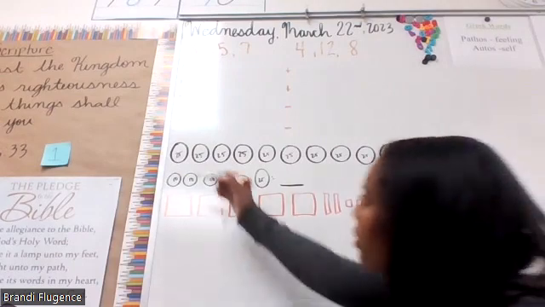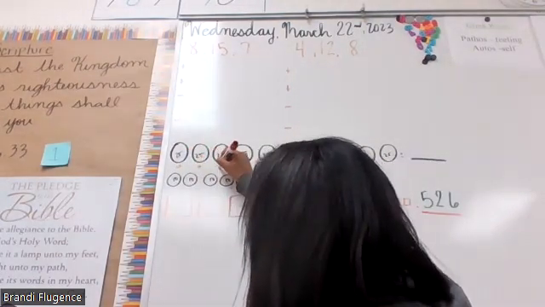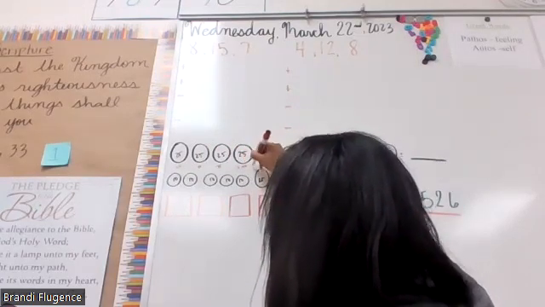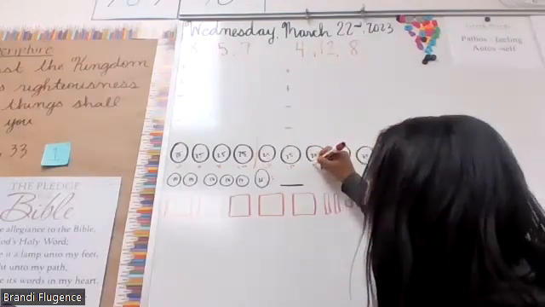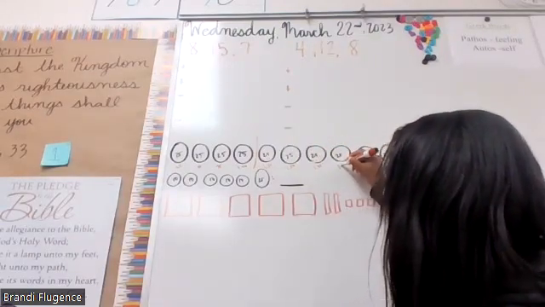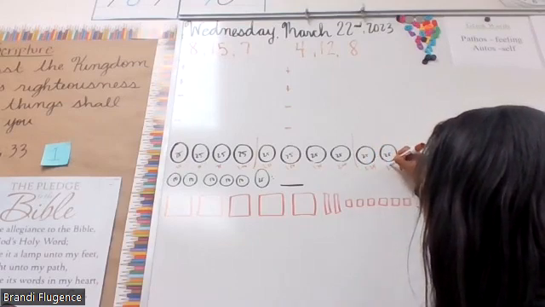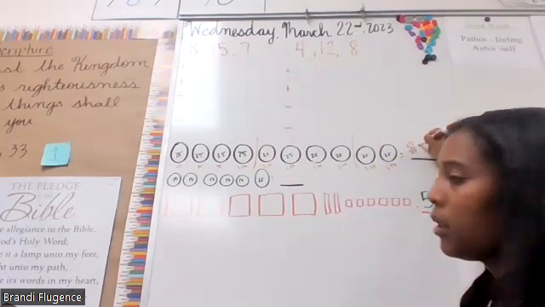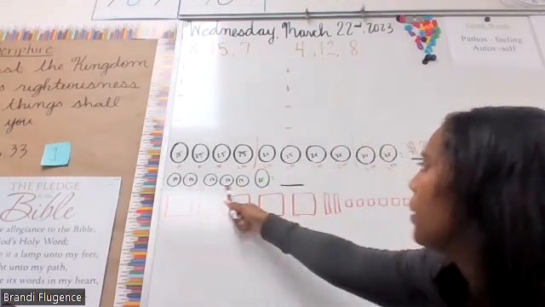Okay, let's count it. So we have 25, 50, 75, $1, $1.25, $1.50, $1.75, $2, $2.25, $2.50. $2.50. All right, let's try this one.